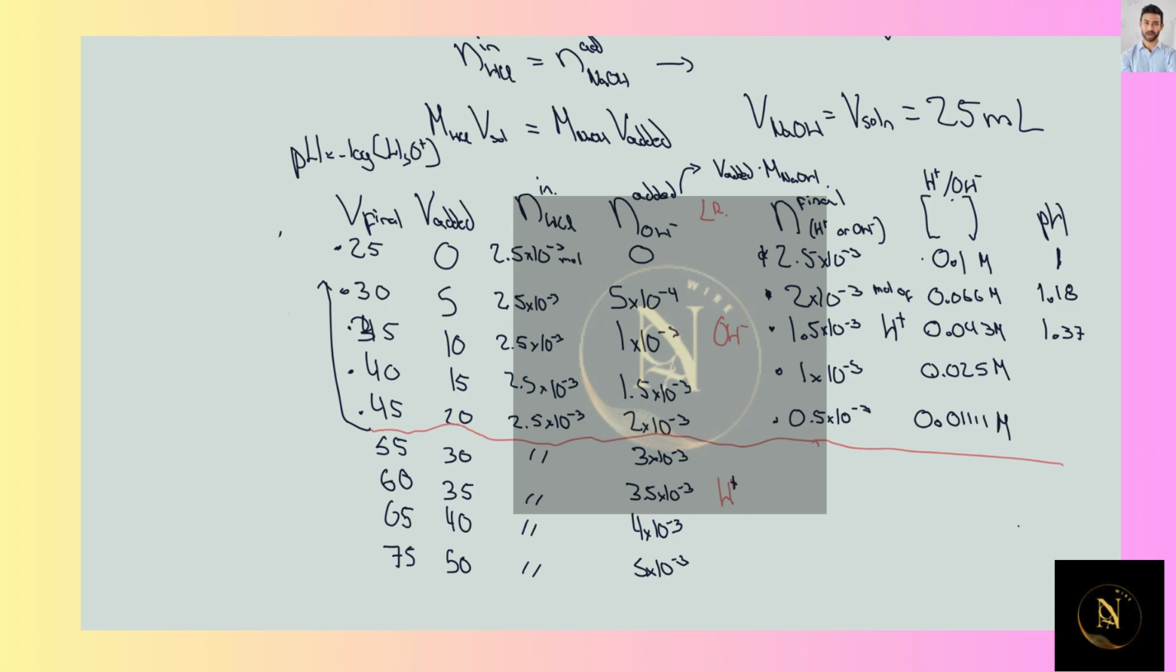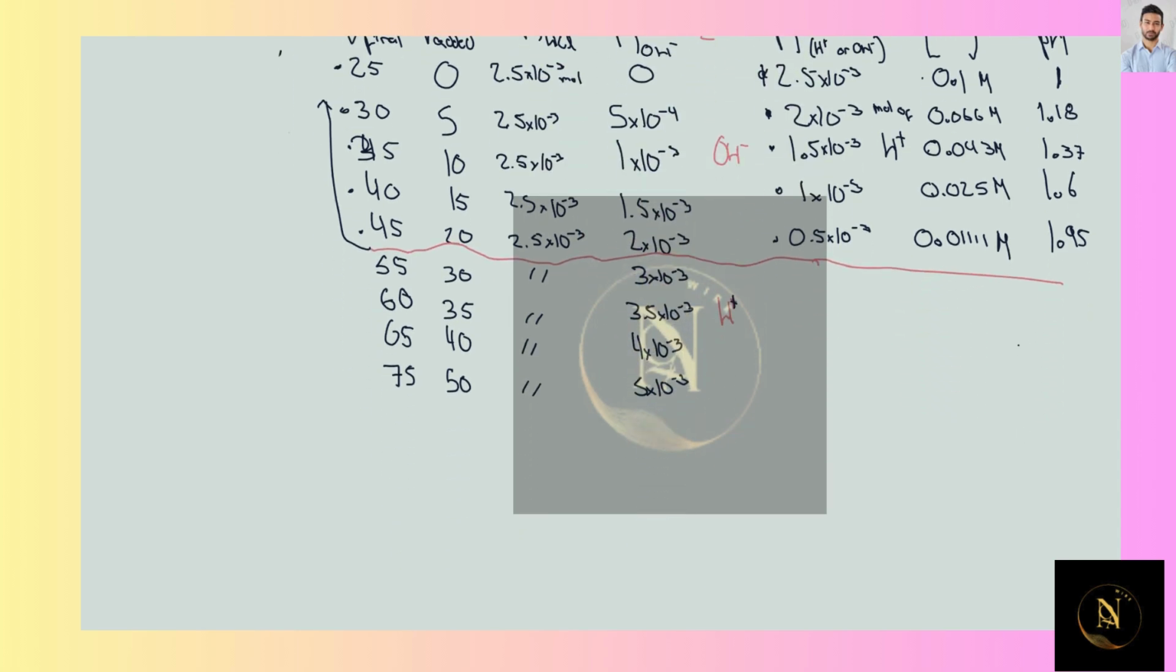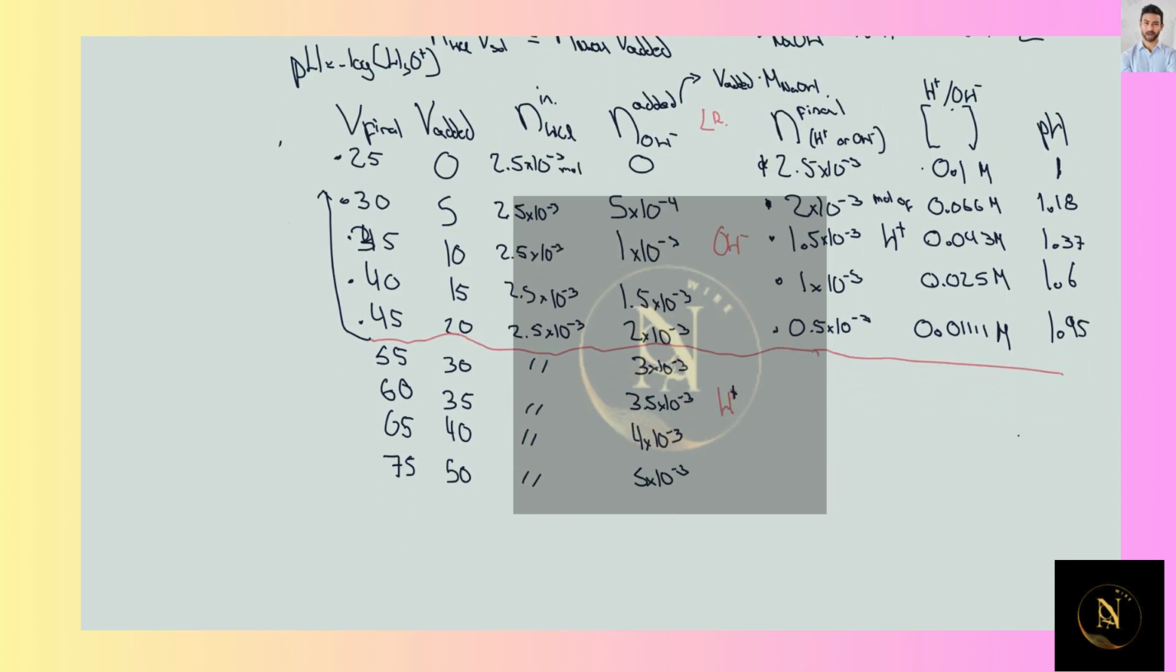Next, 1.6. 1.95. Okay. Now, let's see what is going to happen after I have reached my equivalence point that I said was at 25 milliliters. After that happens, the thing that is going to be left is moles of OH minus.